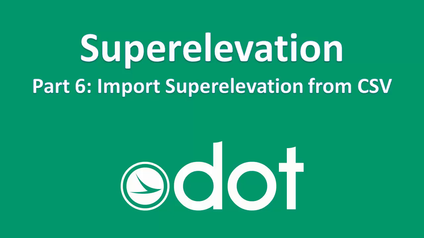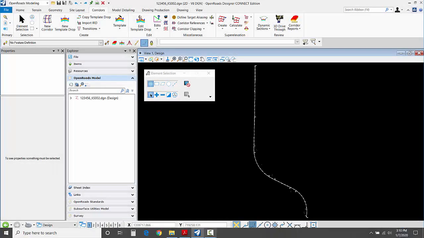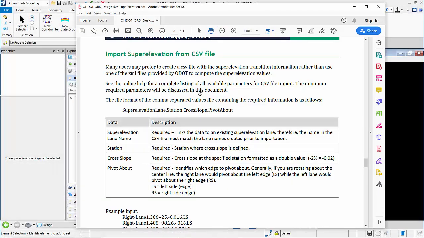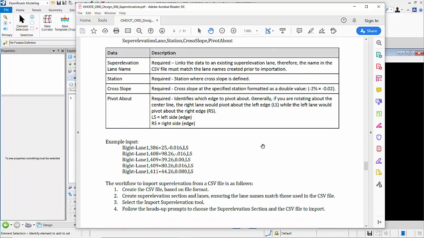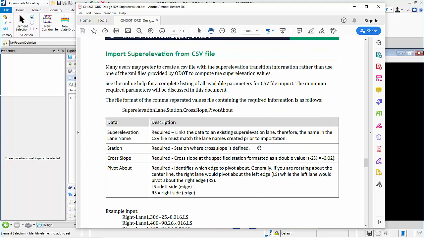In this video, I'm going to demonstrate the process to import our superelevation definition from a CSV file. Taking a look at ODOT's training material for superelevation, page 506-8 defines the format for the CSV file.